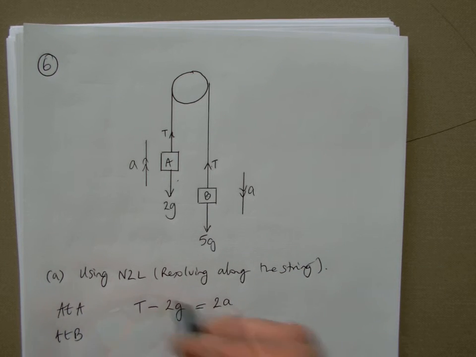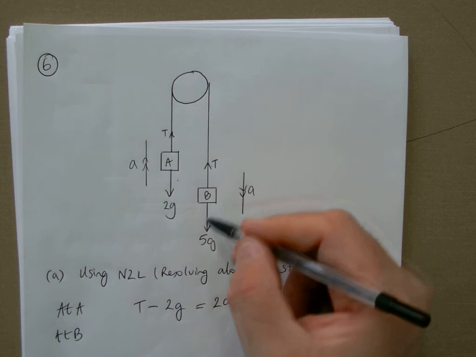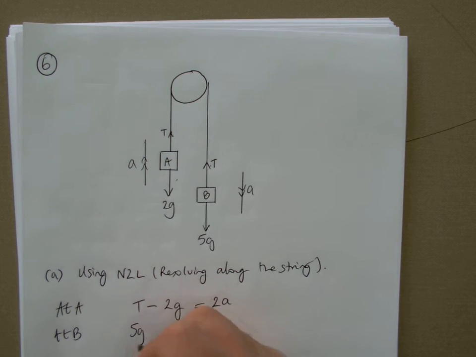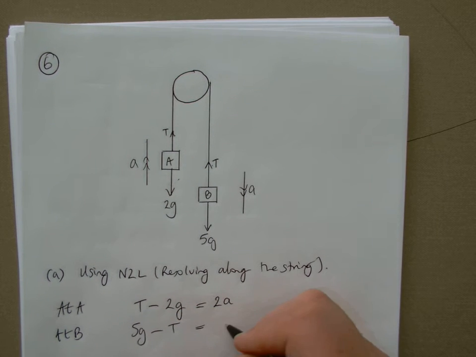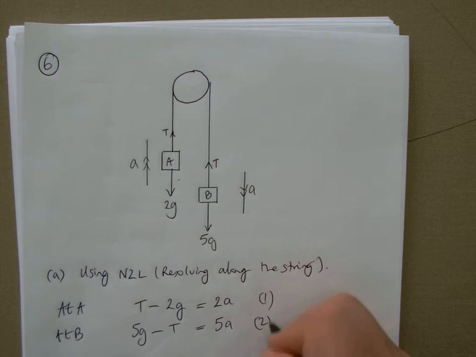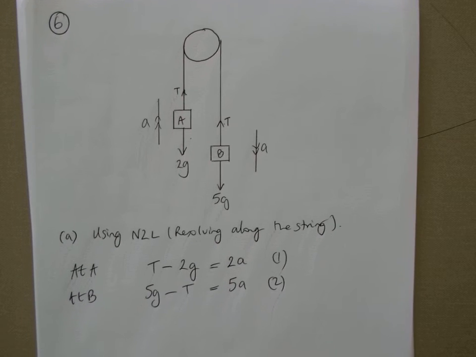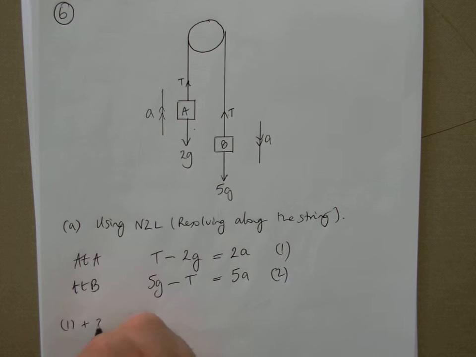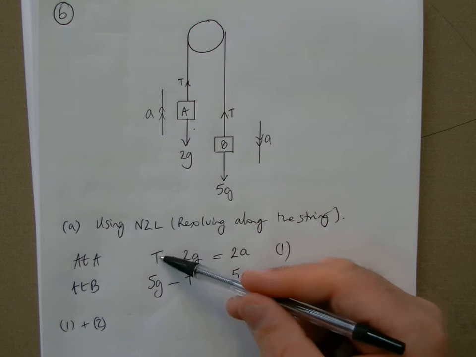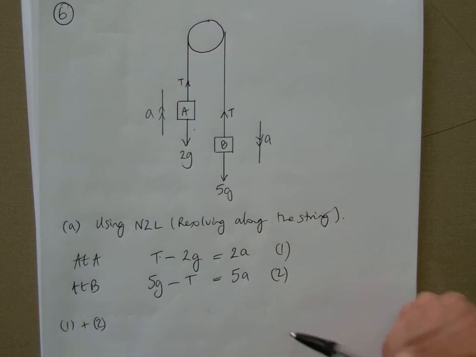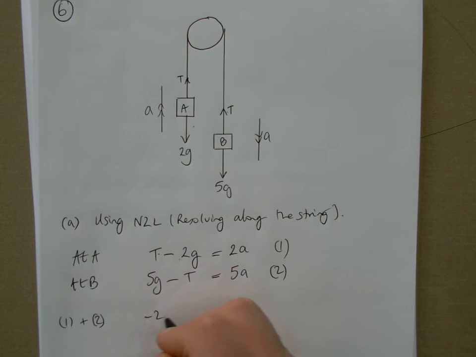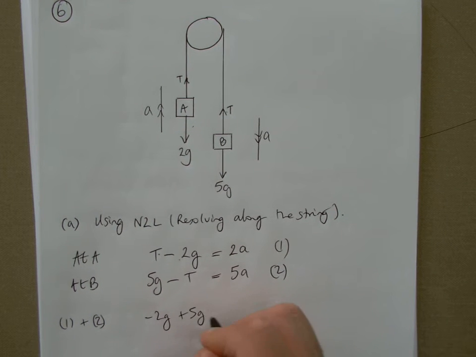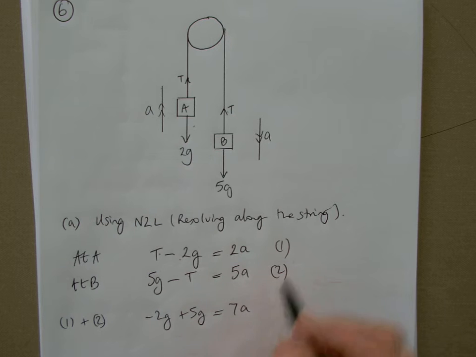At B then, this time this is heavy, isn't it? So it's the weight that is pulling it down, and then you've got the tension holding it back, and that will equal mass times acceleration. So these are equations 1 and 2. What's nice with these pulley questions is if we solve these simultaneously and simply add them, the tensions will cancel out, because if I add them, T and minus T just becomes 0. Minus 2g, add 5g, and on this side that becomes 7a, doesn't it?